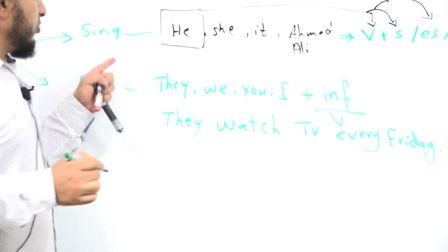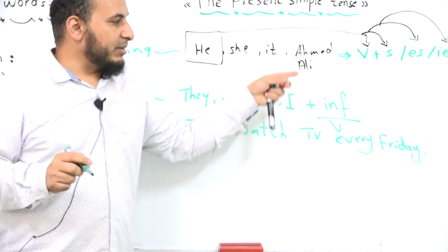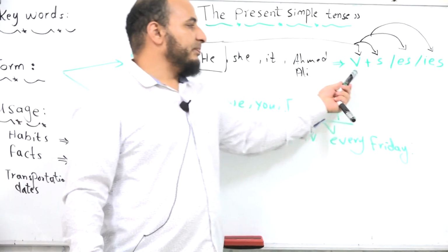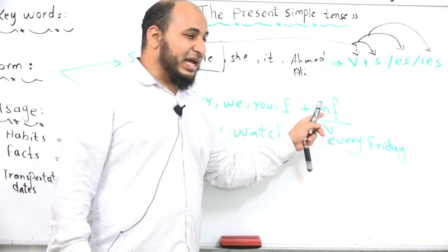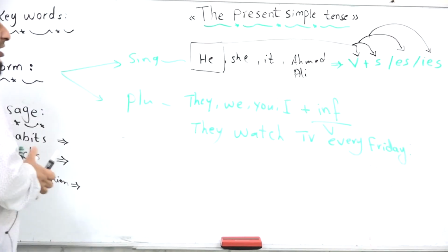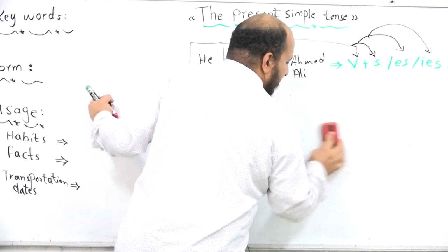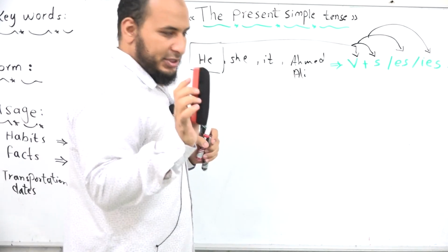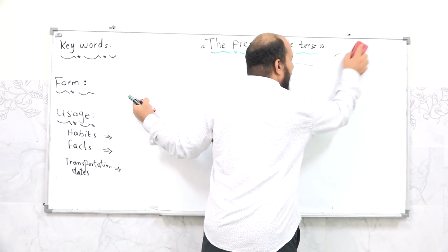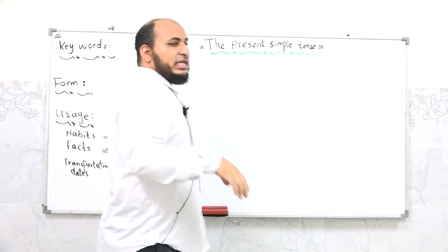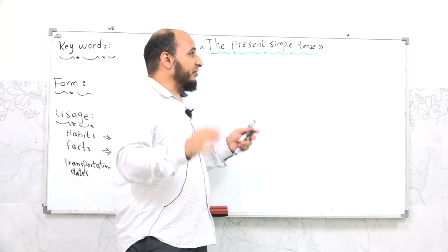Okay, so the first form is he, she, it, Ahmed, or any one person plus verb S, E, S, I, E, S, and the second form is they, we, you, I, plus infinitive. The third thing in the present simple tense is how I can use it, the usage. The usage has many usages, but we will take three usages for the present simple tense.